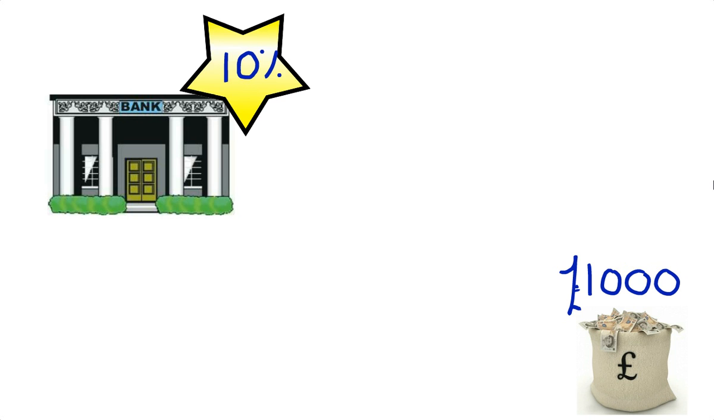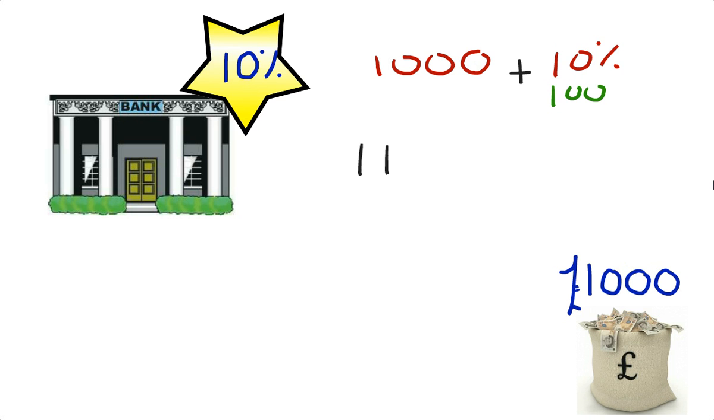Well, if we start with £1,000 and we work out 10%, well, 10% is £100. So at the end of the year, if we add these two together, 1,000 plus 100 equals £1,100. And that's at the end of year 1.